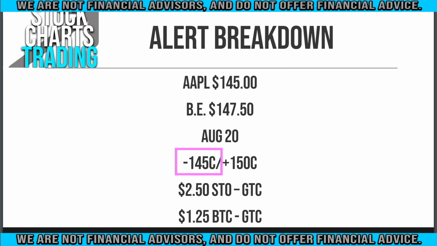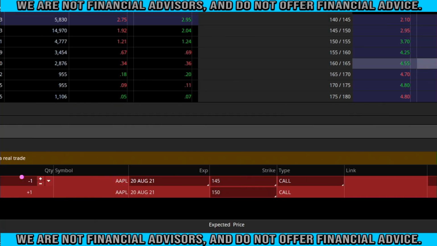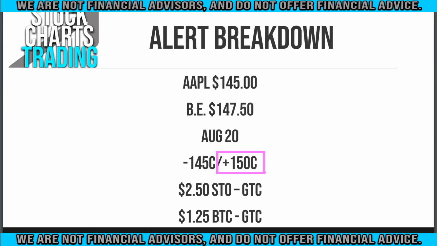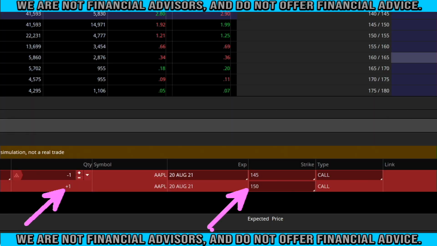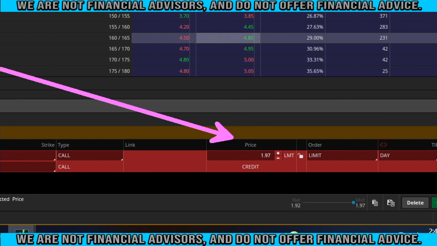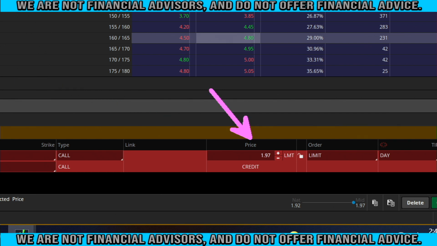This is selling the 145 calls. And here you will see -1 means sell the 145 calls. Then the other side, which is the protection, is buy +, the 150 calls. And here you are, +, the 150 calls in the month of August. So now we come over to this side of the trade. This is a credit spread, and you can see price is $1.97.